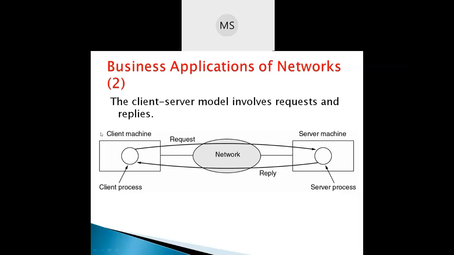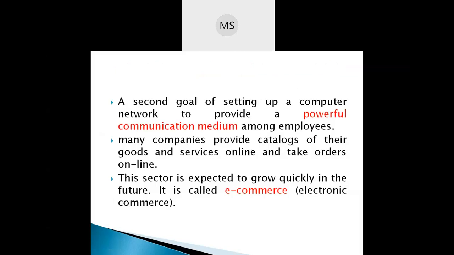So here the client machine sends a request to the server machine, and the server machine processes it and sends the reply to the client machine through a network. So one of the main goals of a computer network is to provide a communication medium among the employees.